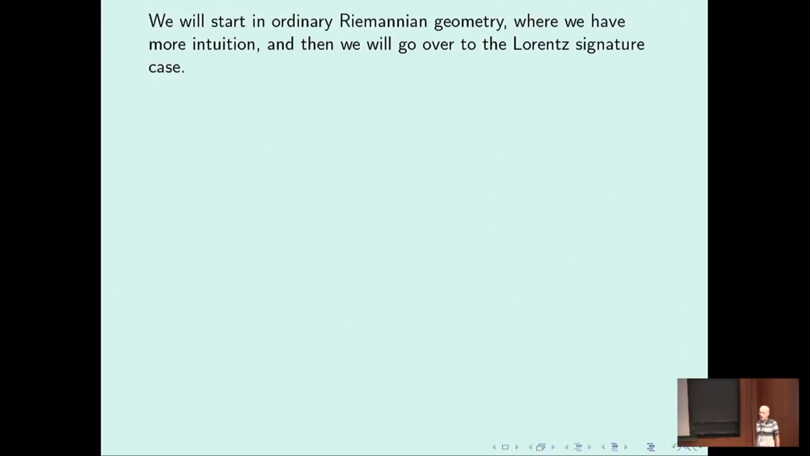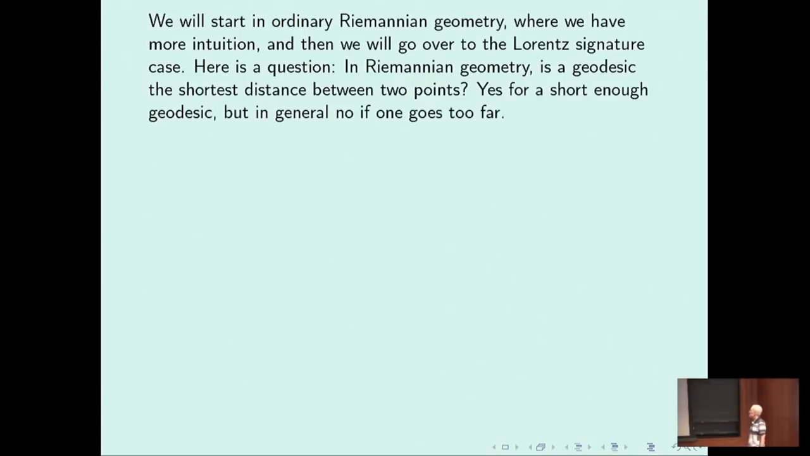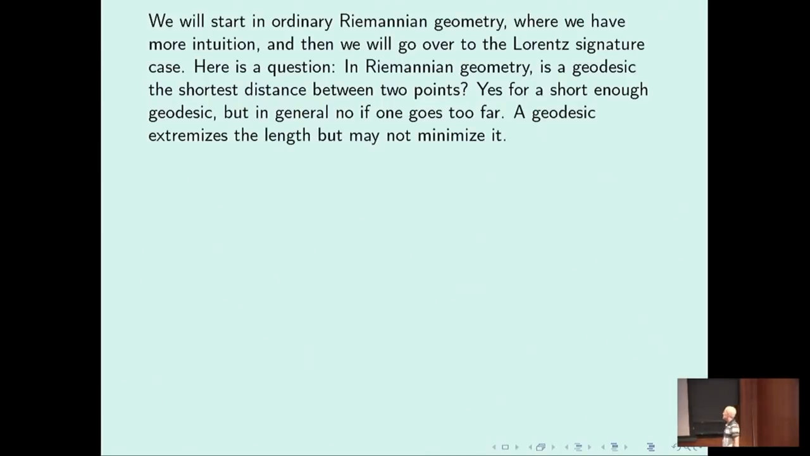So before we get to time-like geodesics, we're going to work in ordinary Riemannian geometry where we all have more intuition, or at least most of us. Then we'll go over to the Lorentz signature case. So here's the question. In Riemannian geometry, is the geodesic the shortest distance between 2 points, the shortest path between 2 points? Yes, for a short enough geodesic, but in general, no for a geodesic that goes too far. A geodesic extremizes the length but may not minimize it.